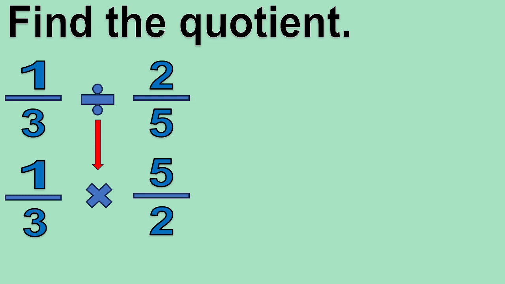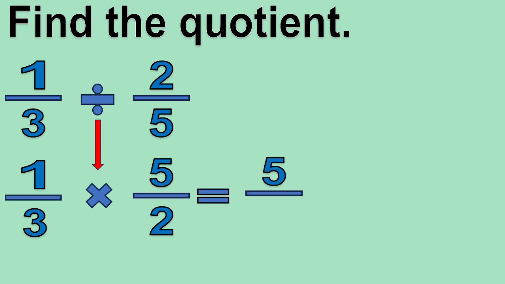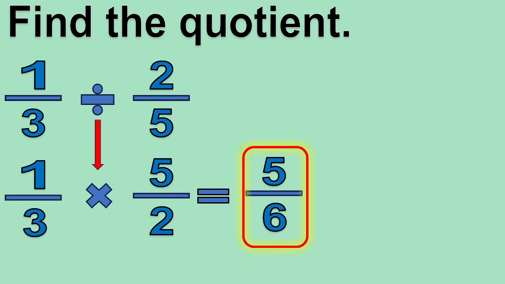Next, multiply the numerators. 1 times 5. 1 times 5 equals 5. Then multiply the denominators. We have here 3 times 2. 3 times 2 equals 6. So, our final answer is 5/6.